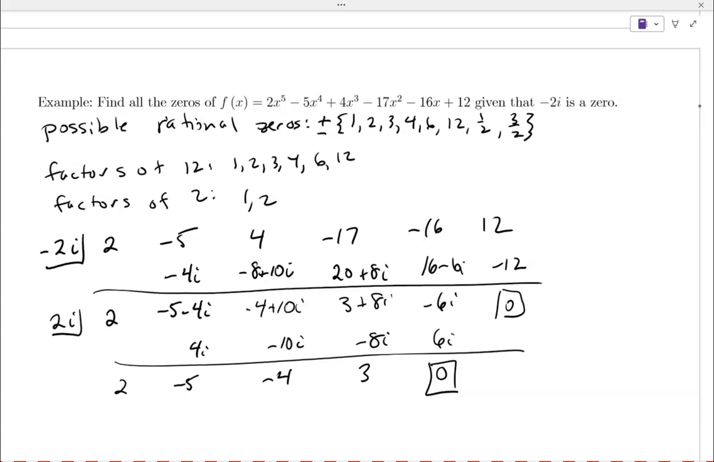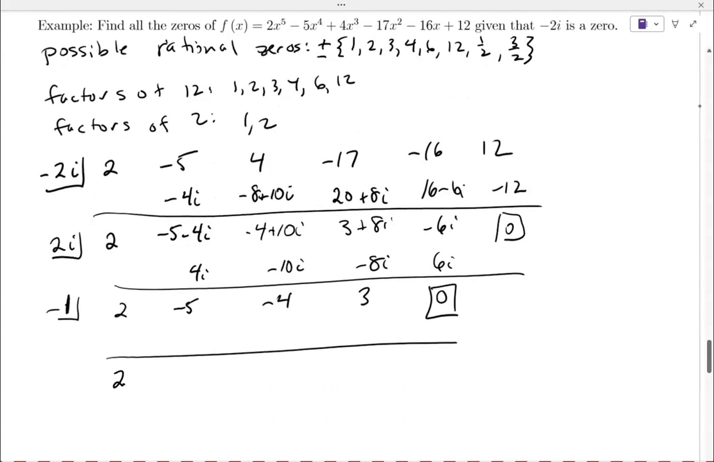Started at 5 for the degree. This is degree 4. This is degree 3. We still need to get out to degree 2. That was why we used the graph, right? We said try negative 1. Try negative 1. Bring down 2, multiply, add, multiply, add, multiply, add 0. So we did get a 0, right?